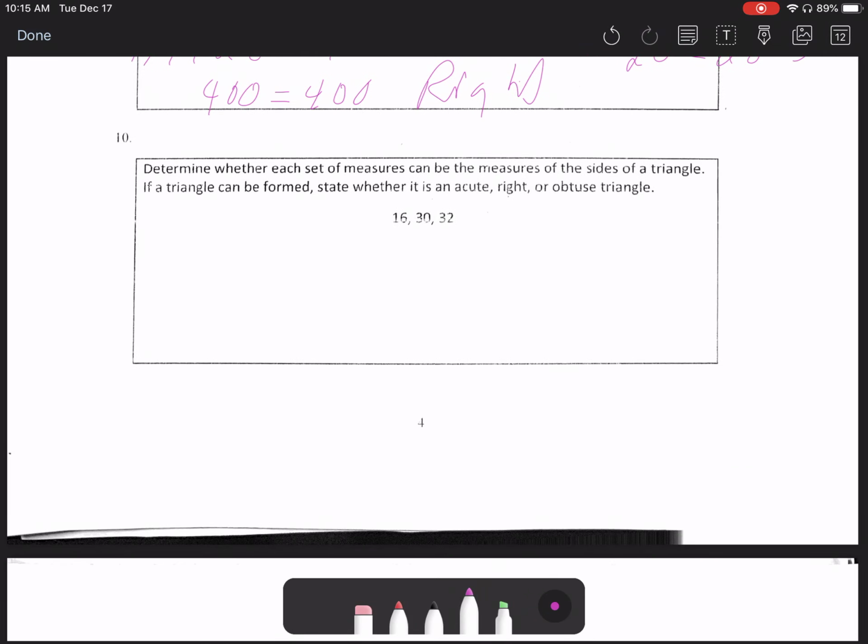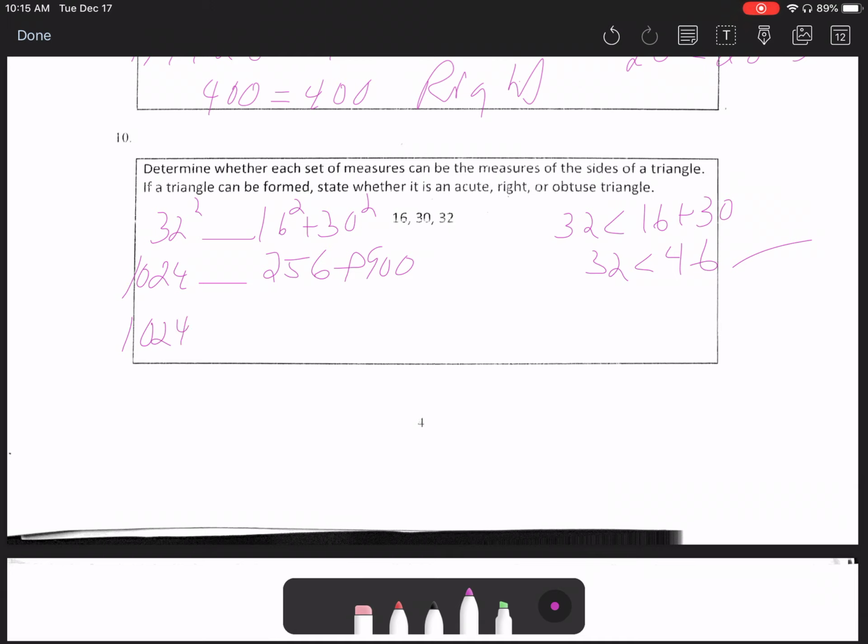Number 10, same thing here, is 32 less than 16 plus 30, and we know that's right, 32 is less than 46, so it is a triangle. So I go through into Pythagorean Theorem. Is 32 squared what to 16 squared plus 30 squared? So 1024 is what to 256 plus 900? 1024 is what to 1156? Well, 1024 is less than 1156, so this is going to be an acute triangle.